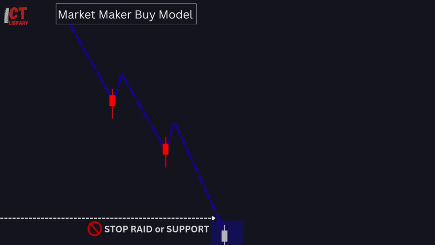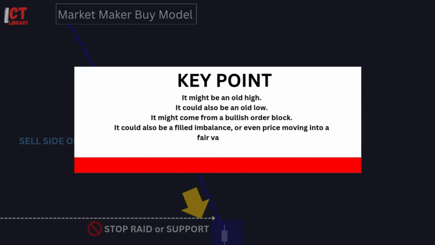Now that support can appear in several forms. It might be an old high. It could also be an old low. It might come from a bullish order block. It could also be a filled imbalance, or even price moving into a fair value gap. Any of these elements can function as a valid support level.